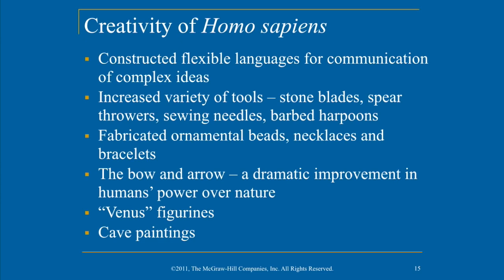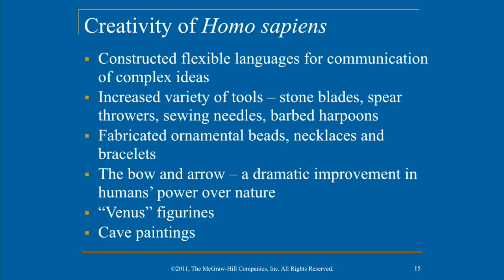They were able to fabricate ornamental beads, necklaces, and bracelets. These are symbols of power or of wealth, at least at the time, meaning that they had some time to sit around and think, what looks pretty? What are the things that we want to put on our bodies that separate us from other peoples?